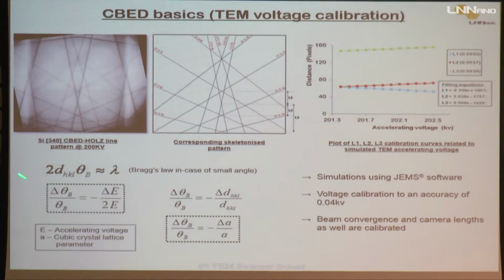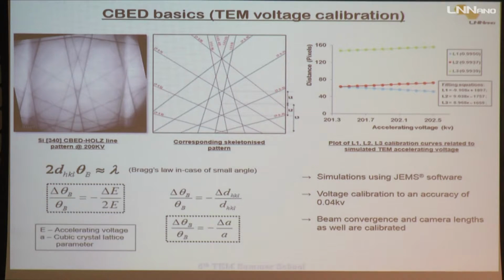Or if you differentiate this equation with respect to the lattice spacing, we can write the equation like this. So what do these two equations represent? If there is any change in Bragg angle, it influences either the accelerating voltage or the lattice parameter. As these whole lines are directly related to the crystal lattice and formed based on the Bragg angle, if there is any change in Bragg angle, these lines deviate. And if there is any change in accelerating voltage or lattice distortion, these lines tend to move.